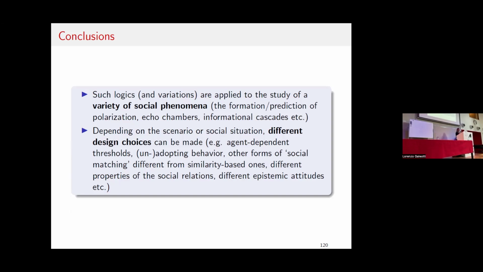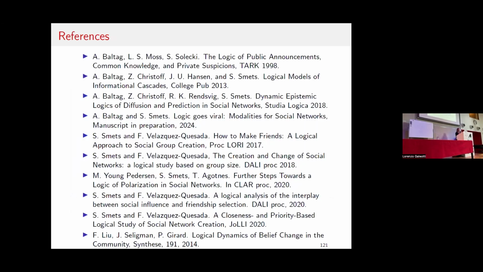And then there are different properties of the social relations. Different epistemic attitudes can be added. All the epistemic attitudes that I modeled here were notions of knowledge that are based on equivalence relations. So these are S5 notions of knowledge, which are very, very strong notions of knowledge. But of course, from the philosophical literature, we know that there's a variety of weaker ones.